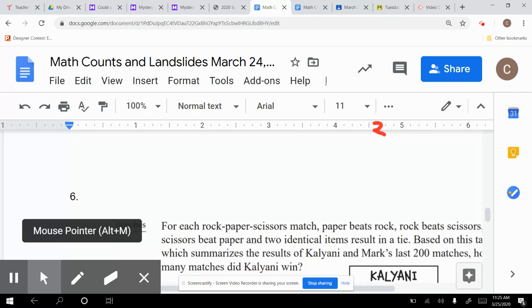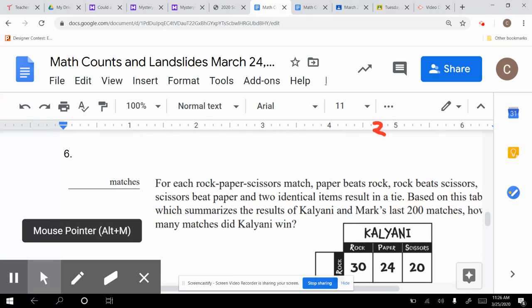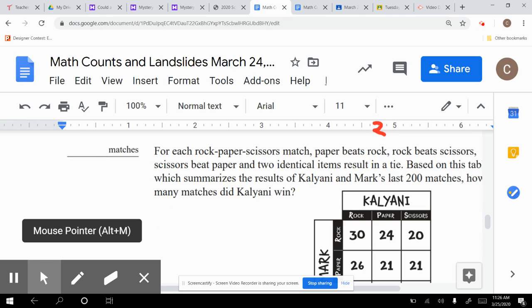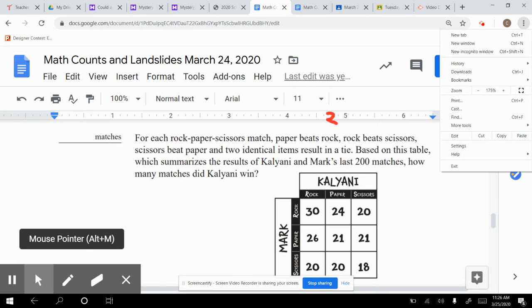Okay, number 6. This one kind of confused a few of you, but if you look at it closely, it's really not that hard. I think everybody in here is familiar with the rules of rock, paper, scissors. Rock and rock is a tie. Anything that's the same is always a tie. No one wins. Rock beats scissors.